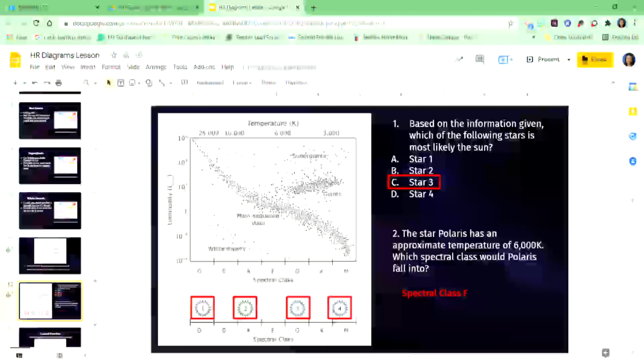All right. Based on the information given, which of the following stars is most likely our sun? So remember, our sun is kind of right here. It's in the yellow part of the HR diagram. It's average, so it'll fall in right here, and that is 3. And then the star Polaris has a temperature of 6,000 Kelvin. Which spectral class would Polaris be in? So 6,000 is right here. We go down and ask for spectral class, so it is spectral class F.